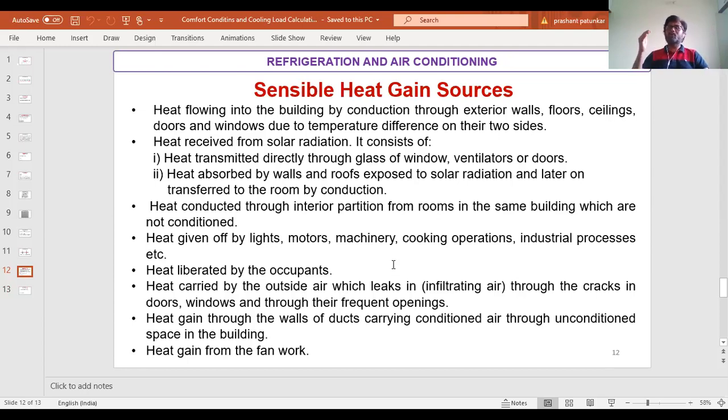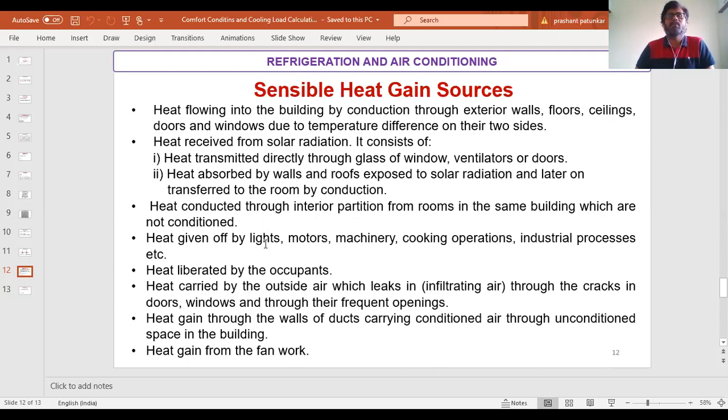So heat will be transferred from the surface of the wall of your room to the surface of the wall on your neighbor's side. It means that the heat would be transferred from your room to the person residing next to you, isn't it? So the neighbor is also indirectly cooling your room as well, isn't it? So heat is conducted through the interior partition of the rooms in the same building which are not conditioned.